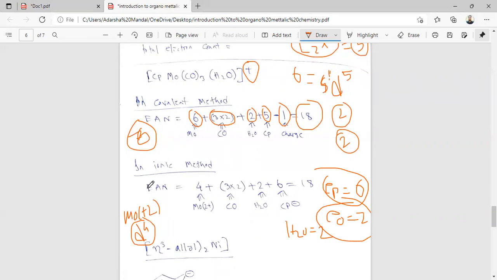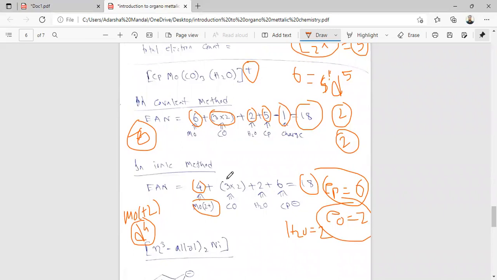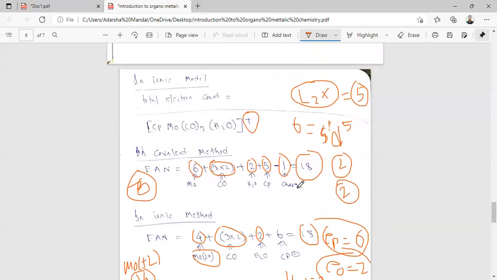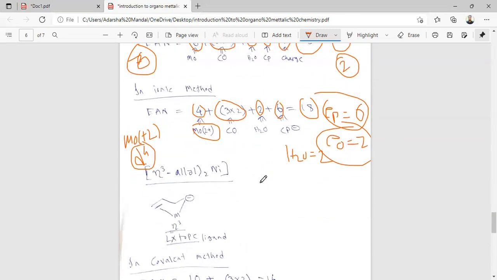So here the effective atomic number is 18. So 4 valence electrons from molybdenum, and each of the 3 carbonyls will donate 2, so a total of 6 electrons from the carbonyls, and water is an L type ligand, it will donate 2 electrons, and Cp is the L2X type, so it will donate 6 electrons in the ionic method, so the overall electron count is 18.